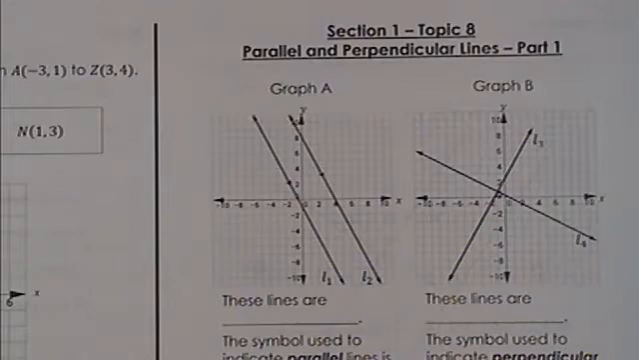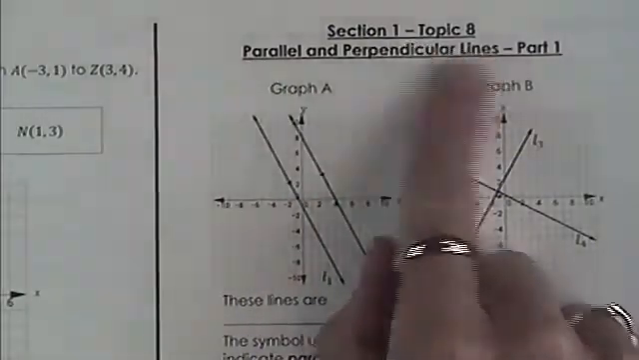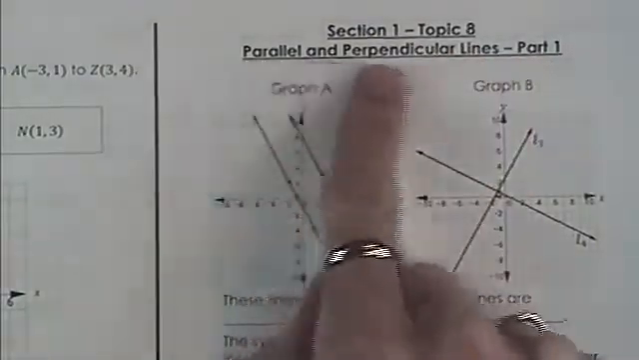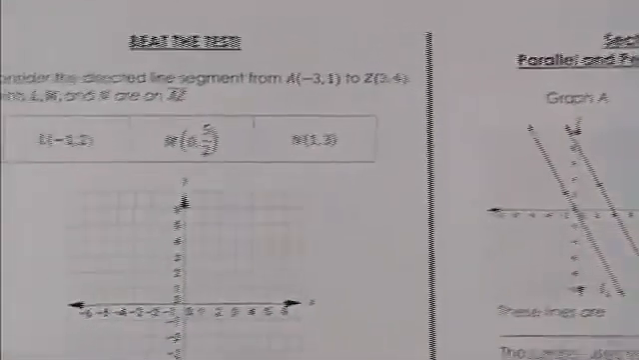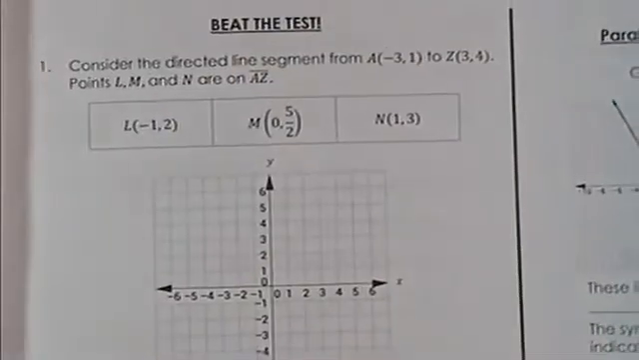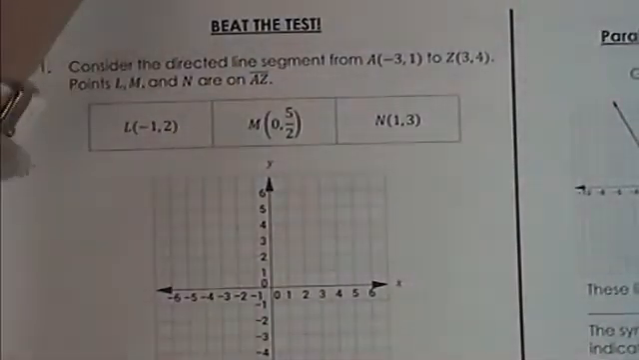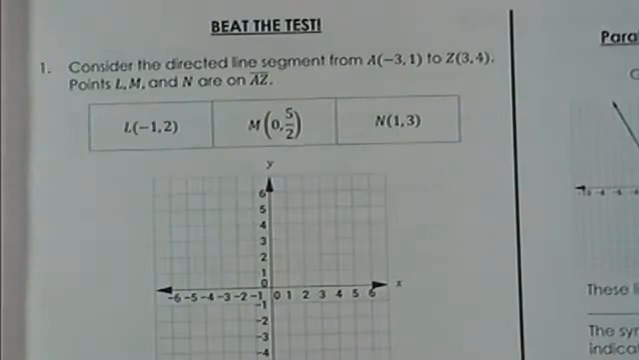Right, so this lesson is section 1, topic 8. It's the first part of parallel and perpendicular lines. But before we start, we're going to go to the left here. We're going to do a quick little review on partitioning lines, so every time we do it again, it gets better in our minds.